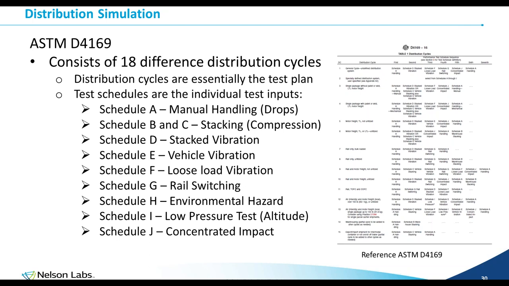Now, if you recall, when I talked about corrugated fiberboard and the strength of the corrugated, Schedule J is a test that can potentially be omitted if the corrugated fiberboard is of a certain strength or double wall. In addition, Schedule I, or the altitude test, can be omitted if your primary package is breathable. So if you have a Tyvek poly pouch, Schedule I is not required. But if you have a foil pouch, it is.